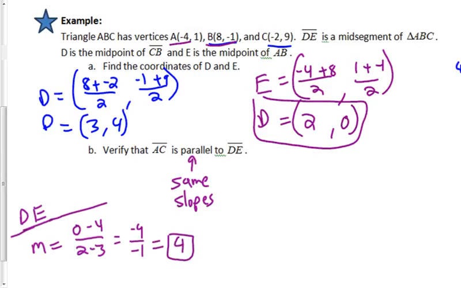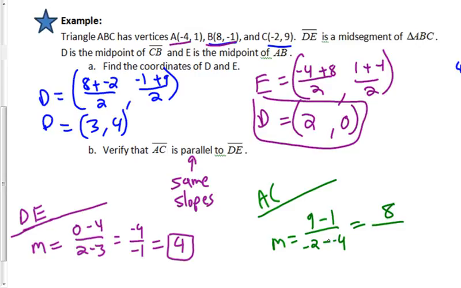Now let's find the slope of the other one, AC. So A and C. y2 would be 9, minus y1, which is 1, over x2, which is -2, minus x1, which is -4. Okay, top is going to be 8. And remember the bottom, when you have minus and a negative, it becomes a plus. So it's going to be over 2, which would reduce to 4. Same slopes, they are parallel.